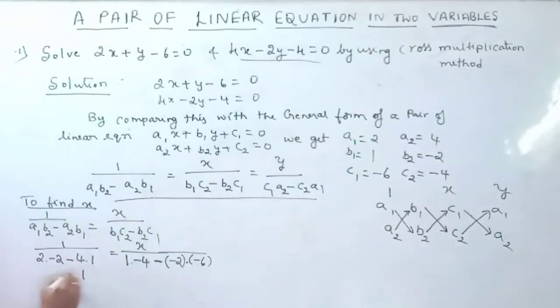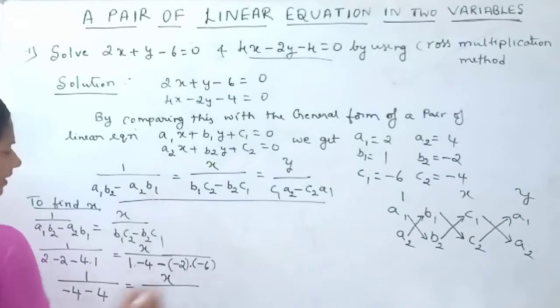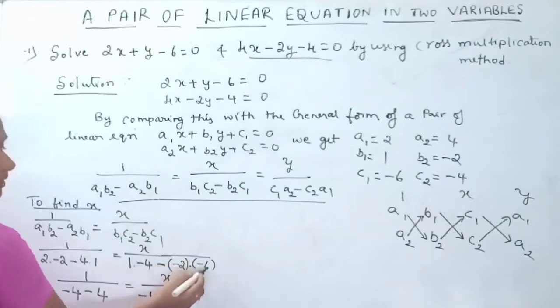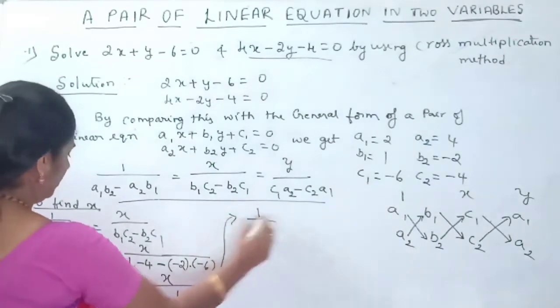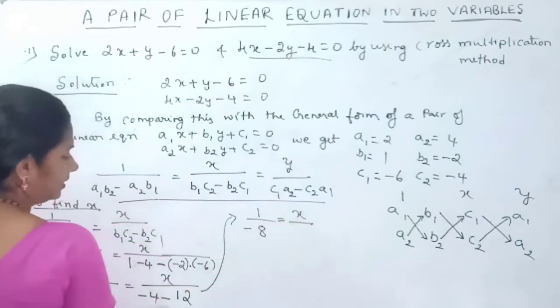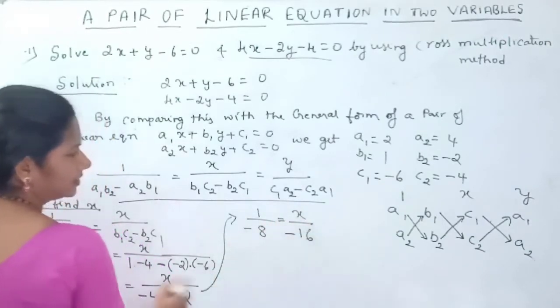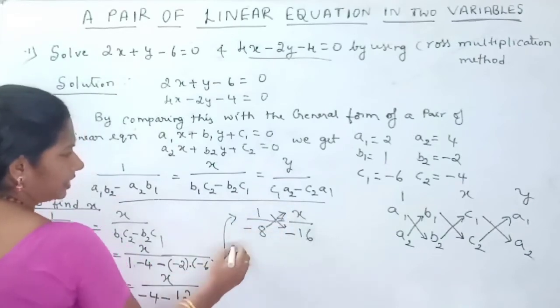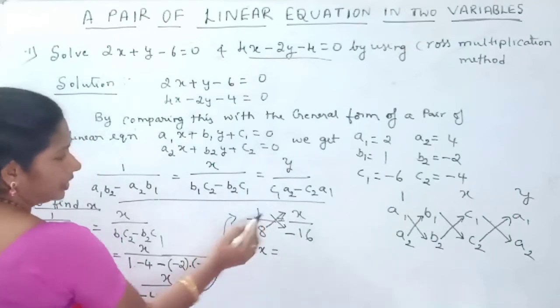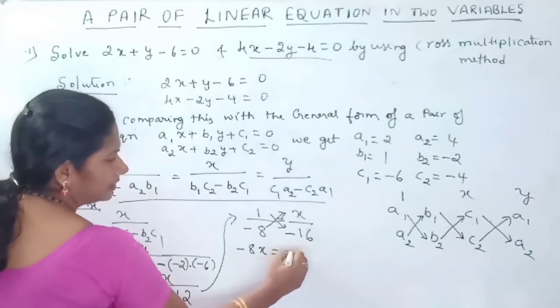So let us simplify. 1 divided by 2 into minus 2, it is minus 4, minus 4 ones are 4. Let us simplify right hand side. X divided by 1 into minus 4, minus 4, minus 2 into minus 6, it is plus 12. So let me write here, children. So 1 by minus 4 minus 8 equal to x divided by minus 4 minus 12, it is minus 16. Now do cross multiplication. X into minus 8, minus 8x equal to 1 into minus 16, it is minus 16.